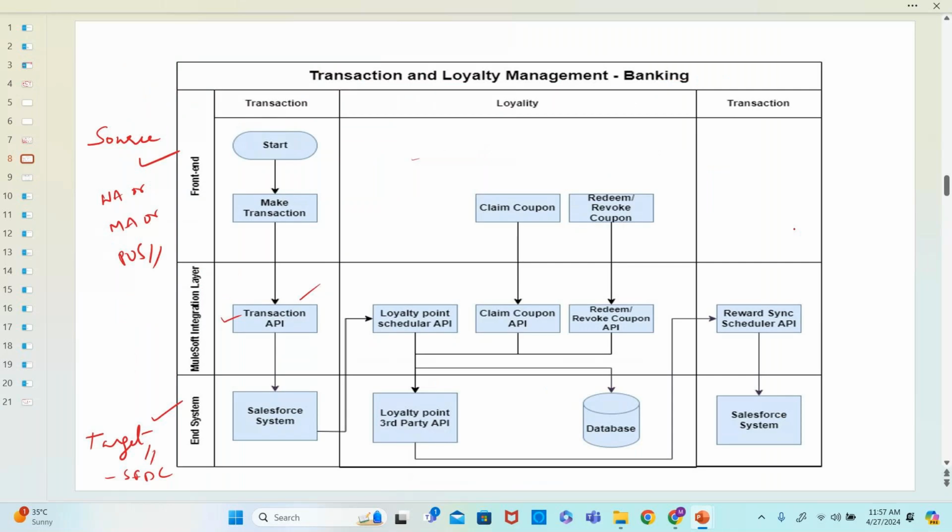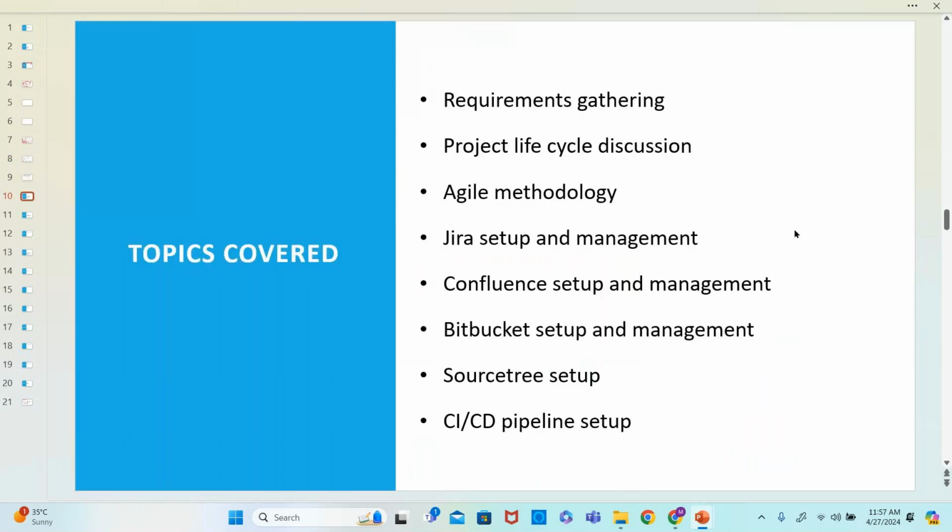This is the total project we are going to discuss. As part of this, we will have different aspects. I'll tell you what topics are covered as part of the project training. First, requirements gathering, then project lifecycle discussion, and we'll see what agile methodology is and how it will be followed for implementing our transaction and loyalty management project. Obviously there should be a project management tool, so we'll be using Jira setup and management.